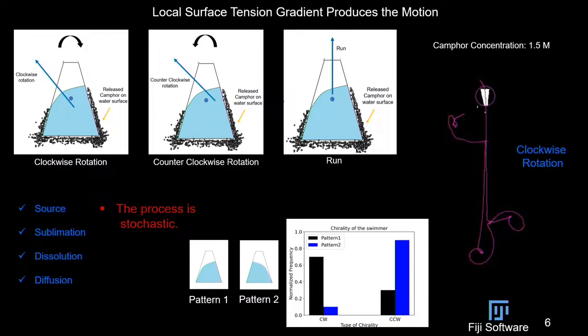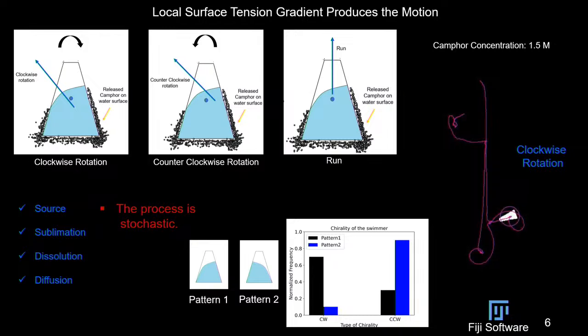So this motion: it is releasing the camphor on the water and producing torque. The resultant due to the release of the camphor is a surface tension gradient and a resultant force. If the force comes from the top of the center of mass, it will show counterclockwise rotation. If it comes from below the center of mass, it will show clockwise rotation, and if it is from bottom to top, it will show the run.